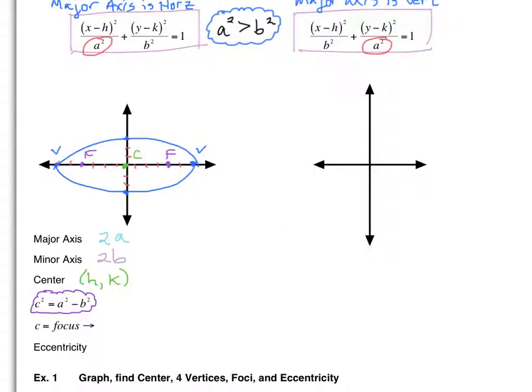I'm going to give you the formulas for the vertices, and it changes whether the major axis is horizontal versus vertical. So for the vertices on this one, now I don't memorize these. I just graph and count. But if you want to, here they are. Since our vertices on the major axis for this one go horizontally, it's going to affect the x value. So we've got h minus a, because a is the distance from the center to the vertex, comma k, or h plus a, comma k.